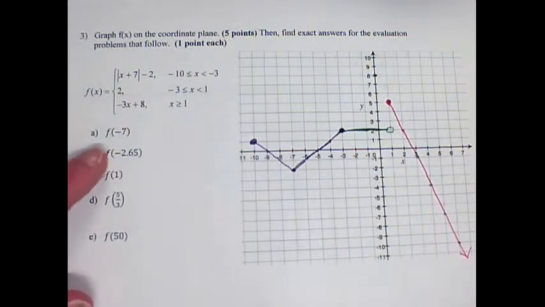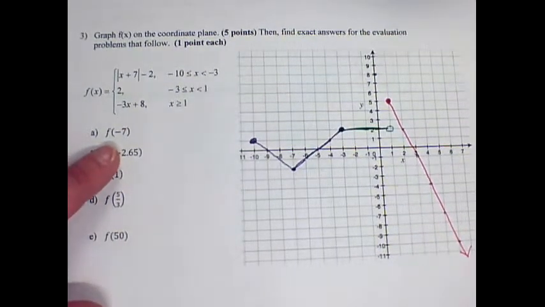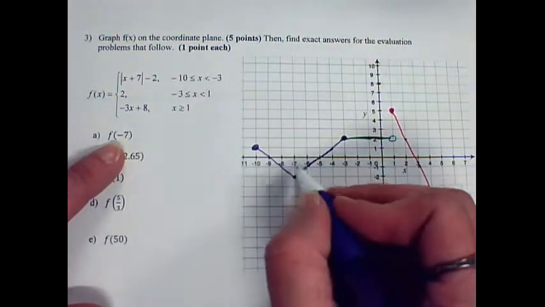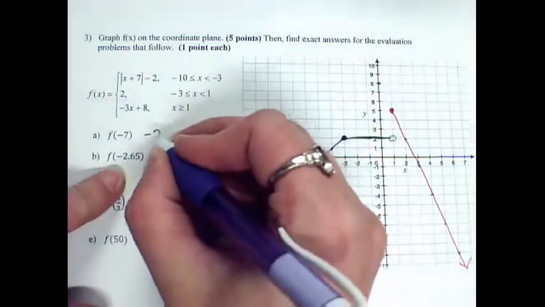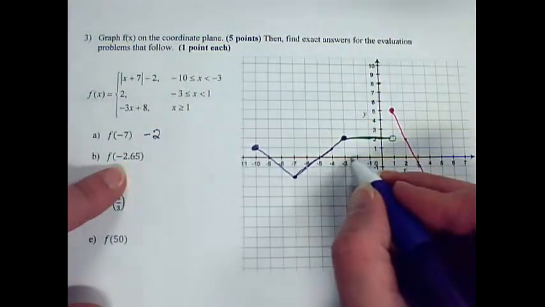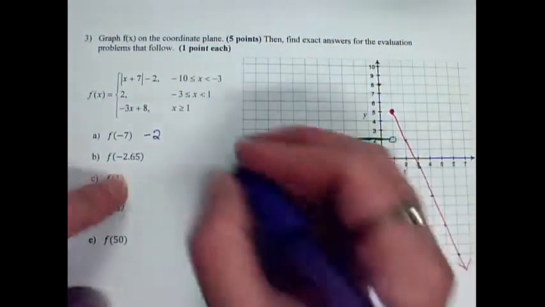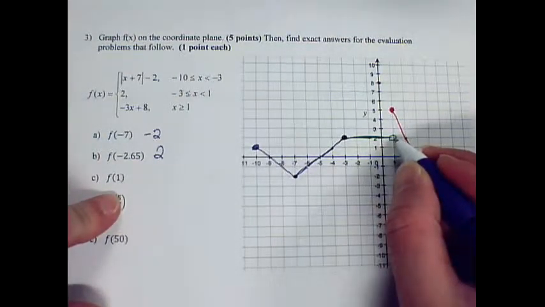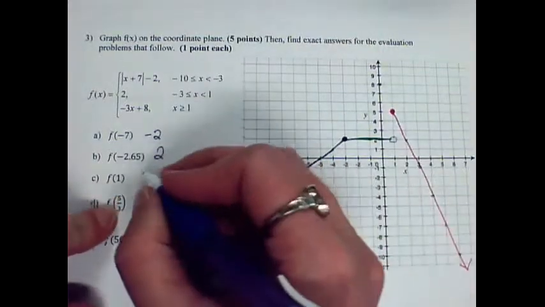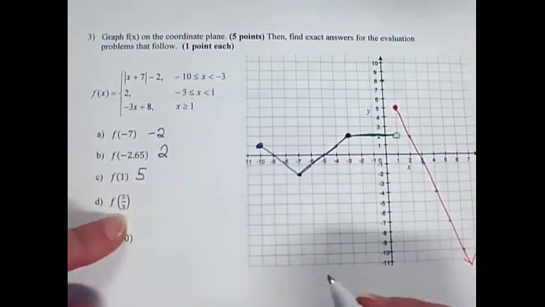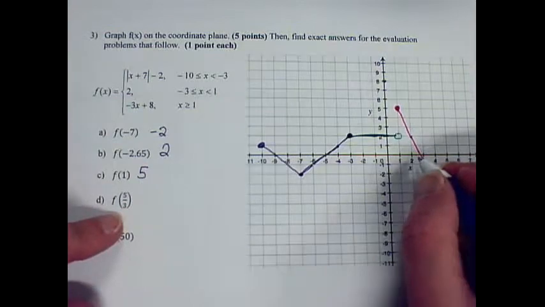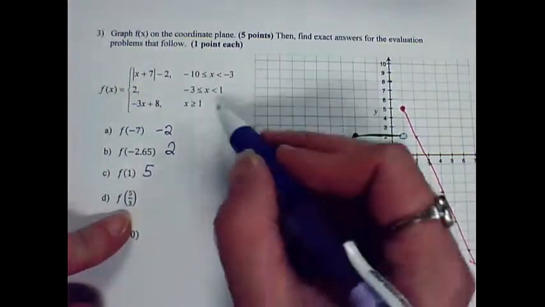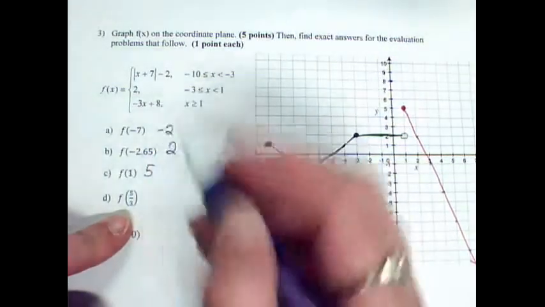Now, let's see if we can use the graph to solve some of these. F of negative 7. When x is negative 7, our y value is negative 2. F of 1. Now, watch out. It's an open circle there. My answer has got to be 5. Uh-oh, 5/3. I can't tell that on the graph. Oh, but 5/3 is bigger than 1. I could plug that in there.